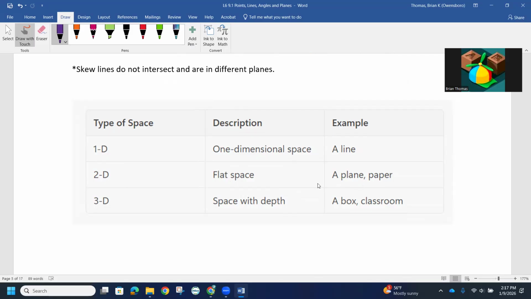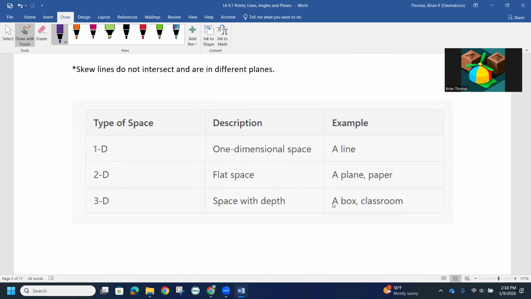A lot of times when you go to the movie, it's kind of interesting. The movie screen is 2D, but it feels like the picture is 3D. Now, three-dimensional is when you actually have depth. So if I'm at a movie theater, when I have those special glasses, that's when the film actually comes off the screen and actually has depth to it.